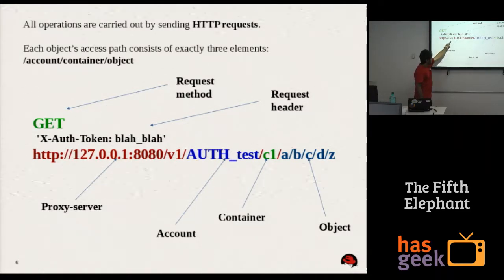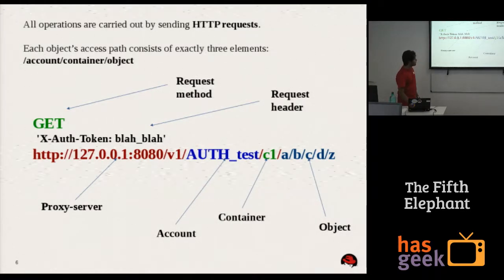This would be the proxy server. If I have one instance, this is its address; if I have multiple instances behind a load balancer, that would be the IP of the load balancer. This is the account, v1 is the API version, then the container, and that entire remainder is the object. One thing to remember is that the slashes after the container, that a/b/c/b/z, that whole thing is one single entity, and the slashes do not mean anything. So, any questions?